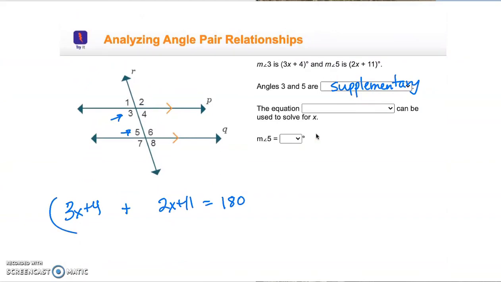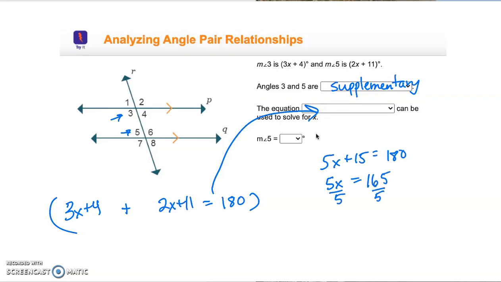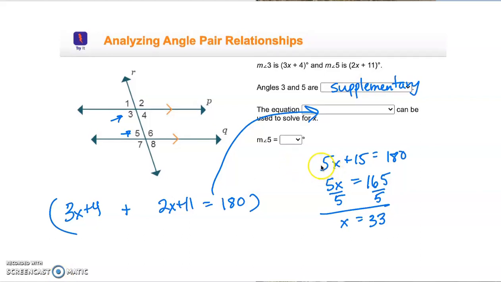So this is the equation right here that's going to go up here. If we combine like terms, we get 5x plus 15 equals 180. Subtract 15 from both sides, 5x equals 165. Divide by 5. So we get x equals 33, I think. Now, does that answer our question?